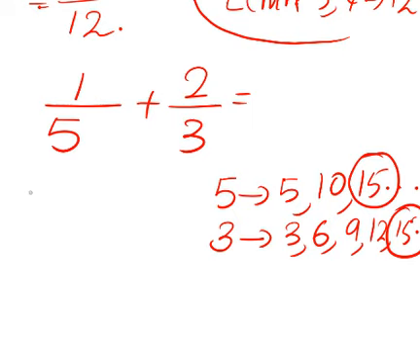So the LCM of 5 and 3 is 15. So we have to make the denominator 15 for them. So how can you do this? How can we make 5 into 15? 5 times 3 is 15.